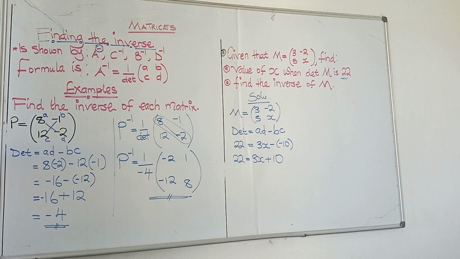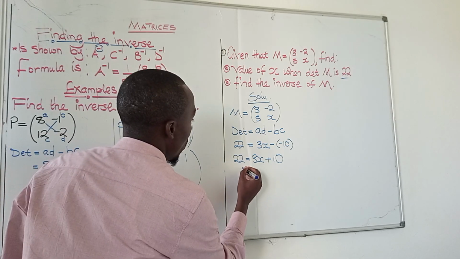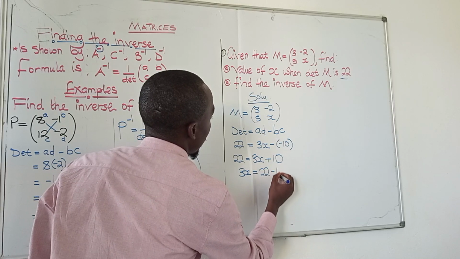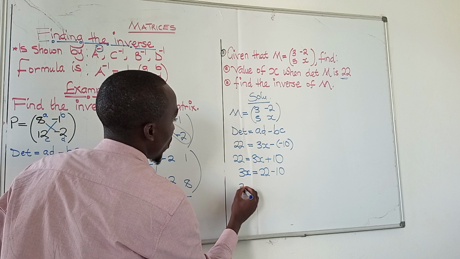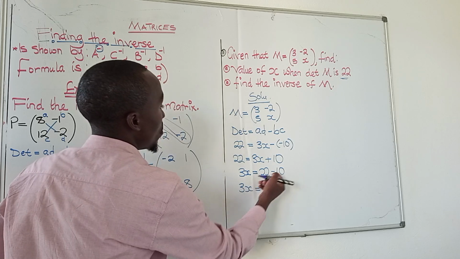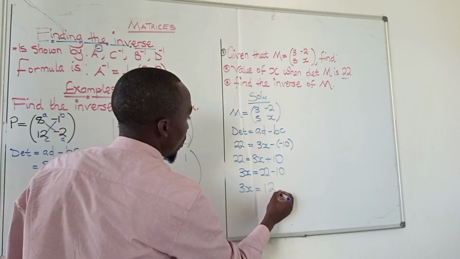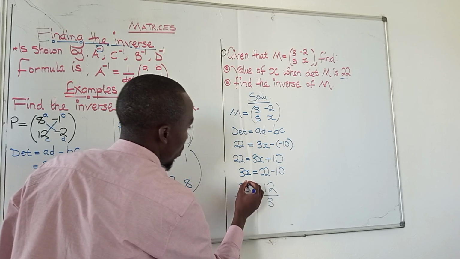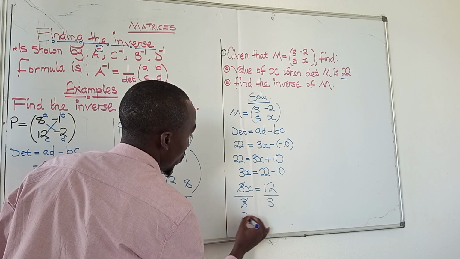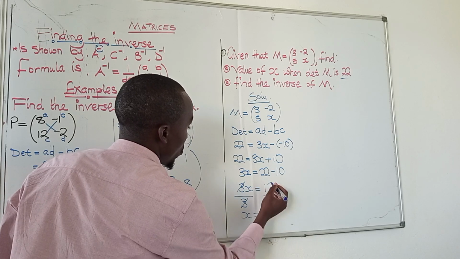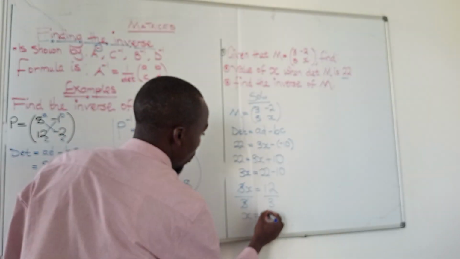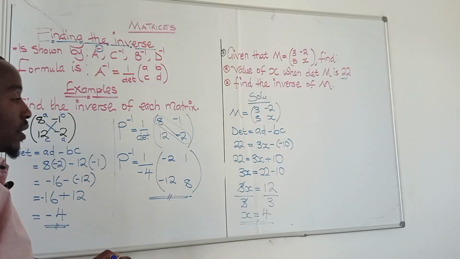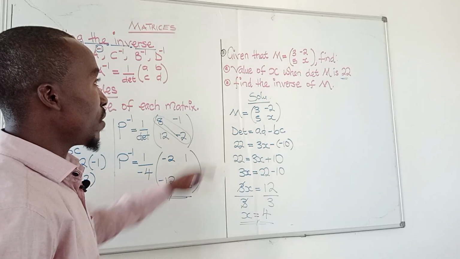So what will happen there? We're going to say 3x is equal to 22 minus 10. From 22 take away 10, we remain with 12. So we divide both sides by 3. This will cancel, so x will be equal to 12 divided by 3, which gives us 4. So now we have found the value of x.